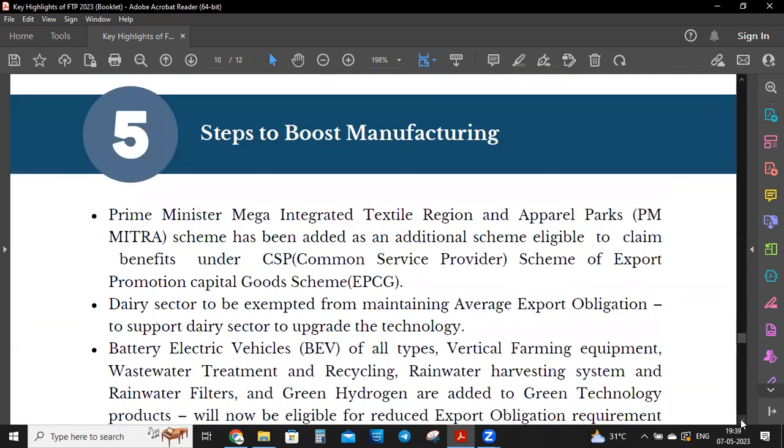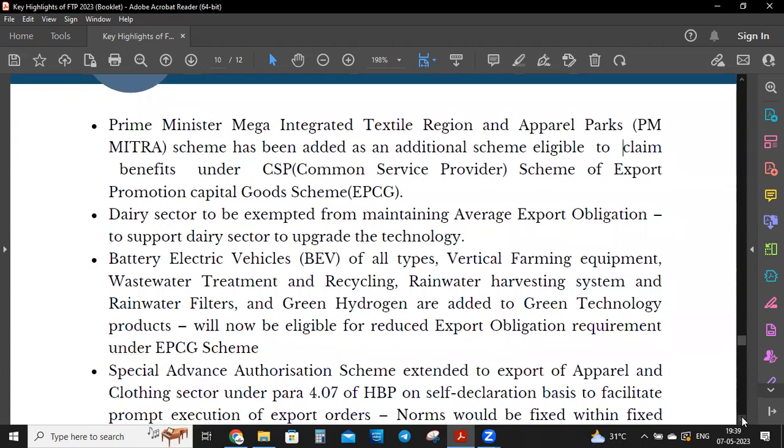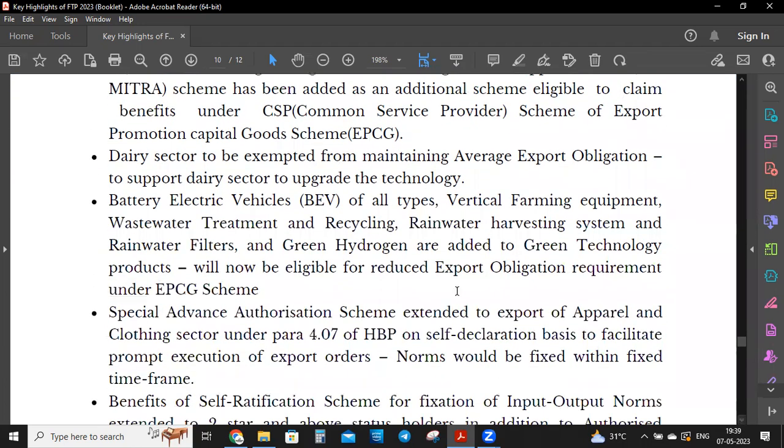The fifth is steps to boost manufacturing. So Prime Minister Mega Integrated Textile Region and Apparel Park, PM Mitra. Okay, this will be important, friends. Has been added as an additional scheme eligible to claim benefit under CSP, Common Service Provider Scheme of Export Promotion Capital Goods Scheme, that is EPCG. Okay, so dairy sector to be exempted from maintaining average export obligation to support dairy sector to upgrade technology. तो फ्रेंड्स ये सारे जो हैं रिफॉर्म्स जो हैं आ रहे हैं इन द FTP. Okay, so this you have to learn.